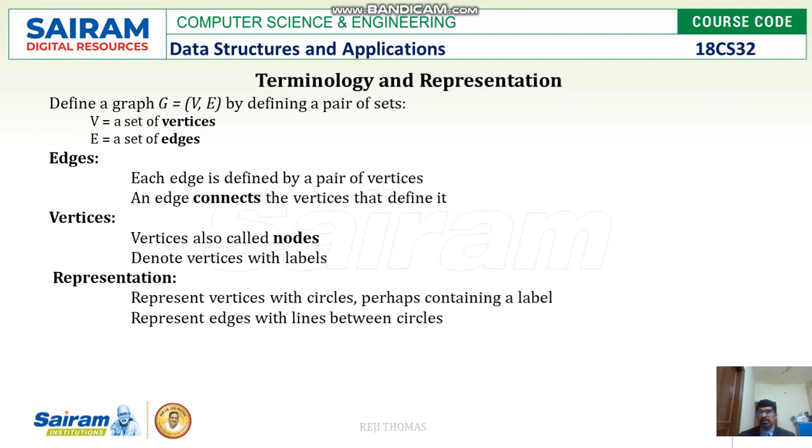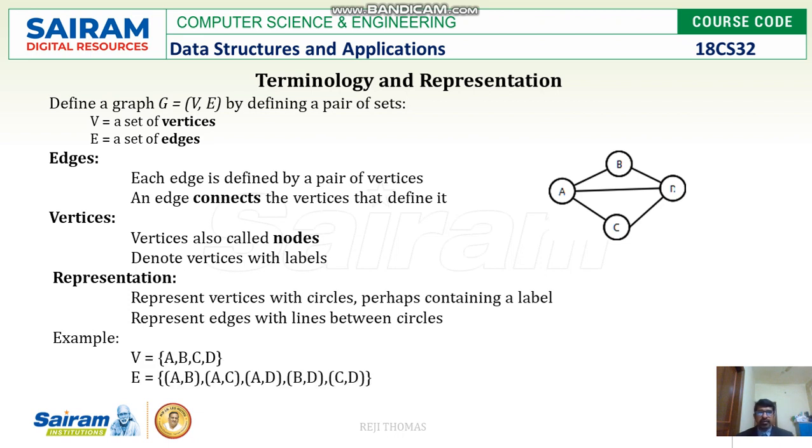Normally the vertices are represented with a circle and edges are represented with a line which connects the circles. If you look at the diagram on the screen, you can find the vertices as A, B, C, and D, and the edges are AB, AC, BD, CD, and AD. So we have got a graph with 4 vertices and 5 edges.